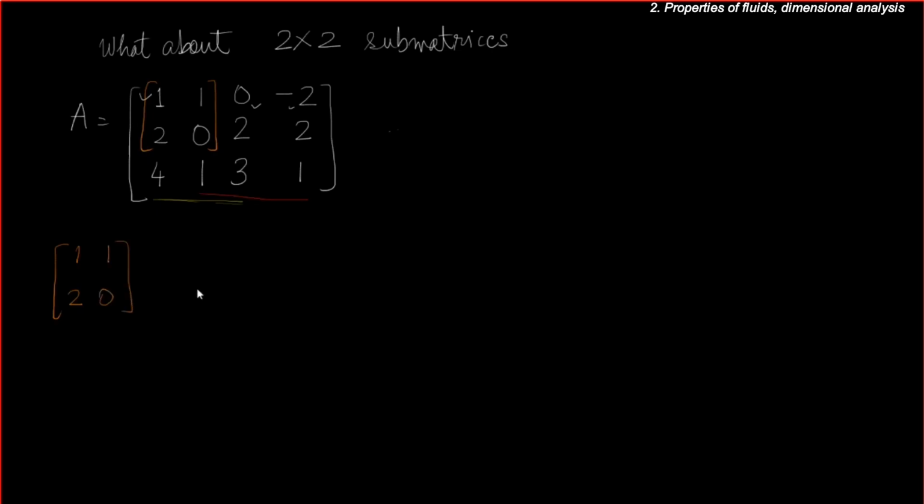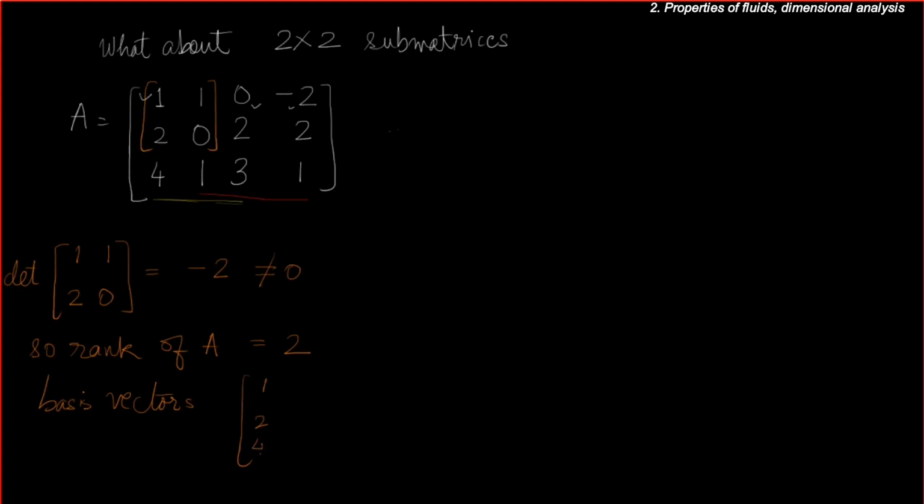So 1 1 2 0. The determinant of this is obviously equal to minus 2, which is not equal to 0, meaning that the rank of A is equal to 2, and the basis vectors are the 2 columns from which we have chosen to find the determinant. So 1 2 4 is the first column and 1 0 1 is the second column.